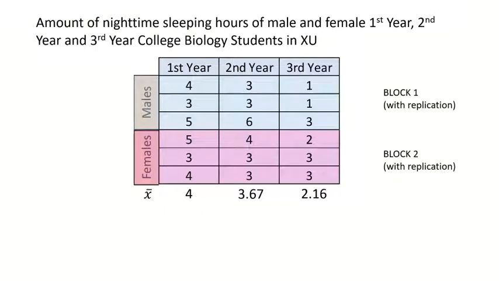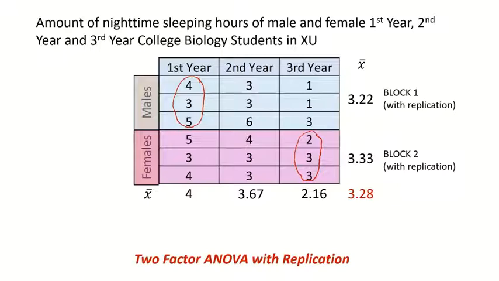And that's really because we are now replicating our observations. So for example, for a first year male student, we have sampled here 3. So we have replicated 3 times. And that's also true for a female third year student. We've also sampled here 3 times. So in this particular example, we are now going to use two-factor ANOVA with replication.